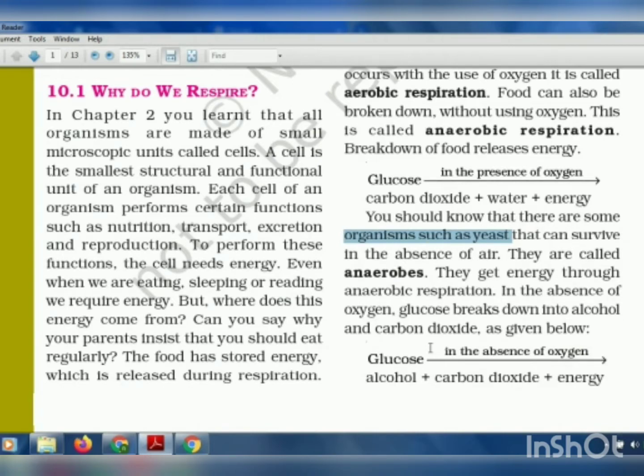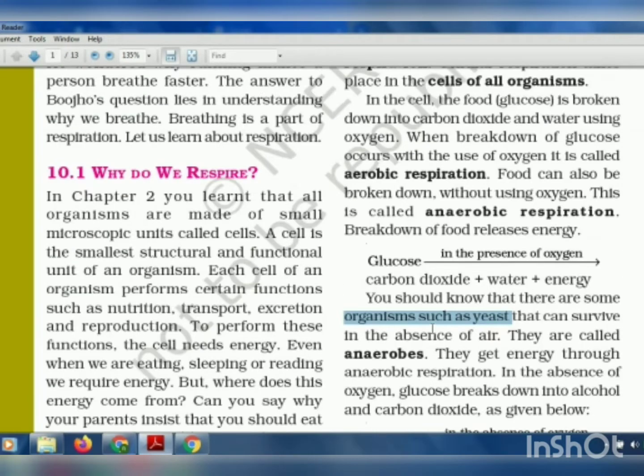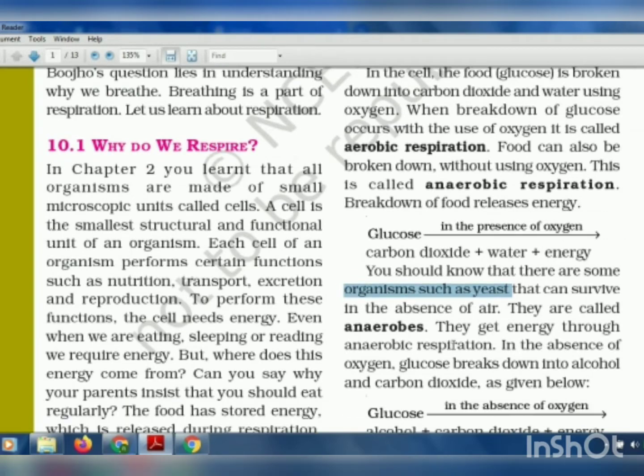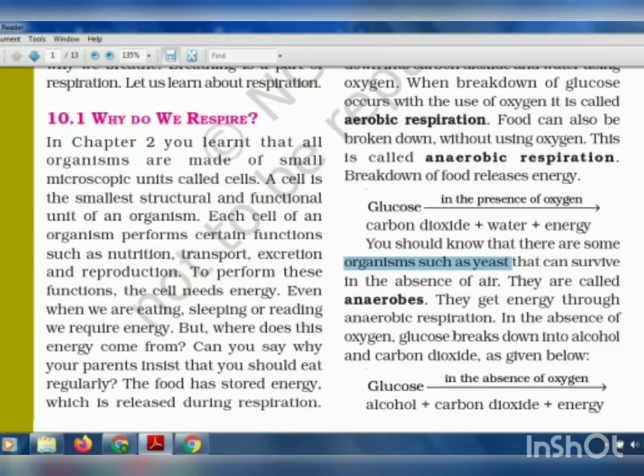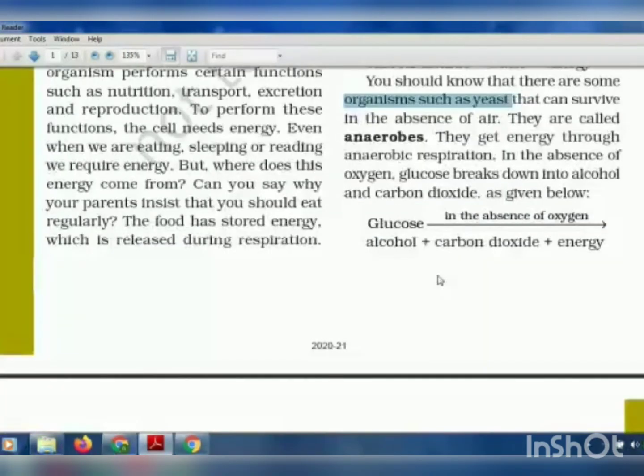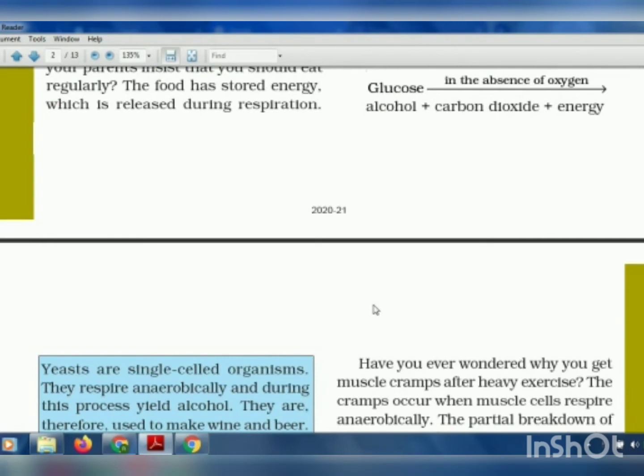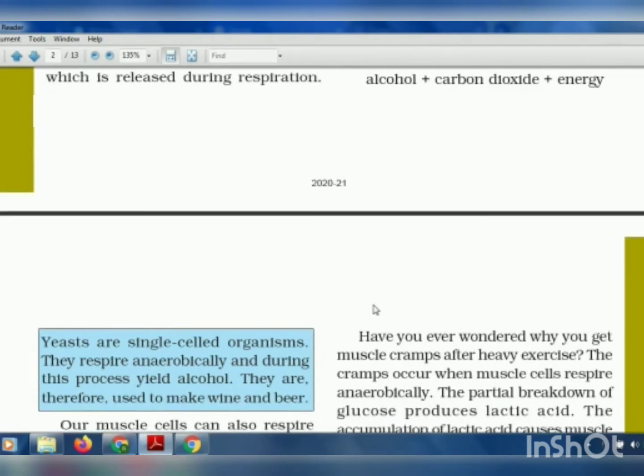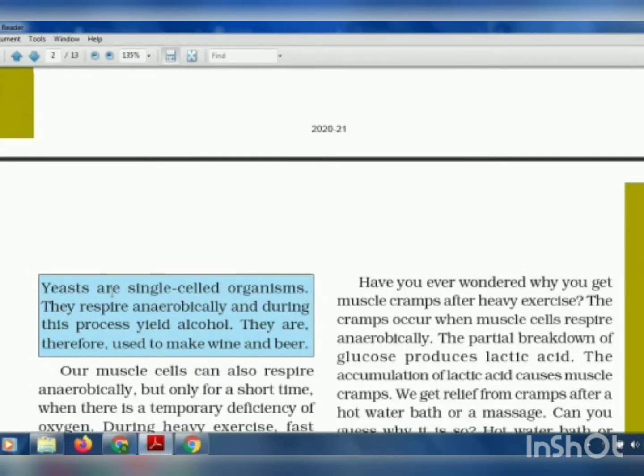These two equations you have to write when you write the definitions of aerobic and anaerobic respiration. And what are anaerobes? They are organisms that respire without oxygen. We also saw some equations related to aerobic and anaerobic respiration. Now, what is yeast? Yeast are single celled organisms, as our body is made up of many cells, right? But the organism yeast has a body made up of only one cell, and they always respire anaerobically.